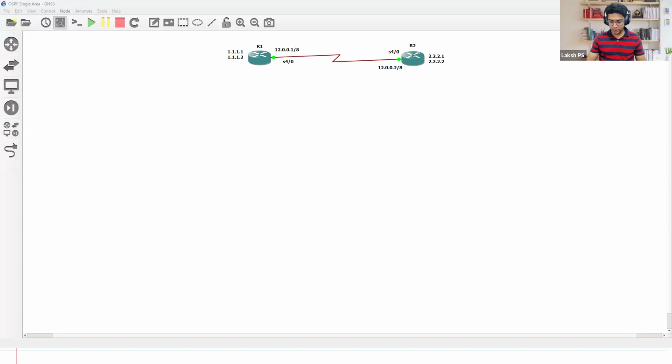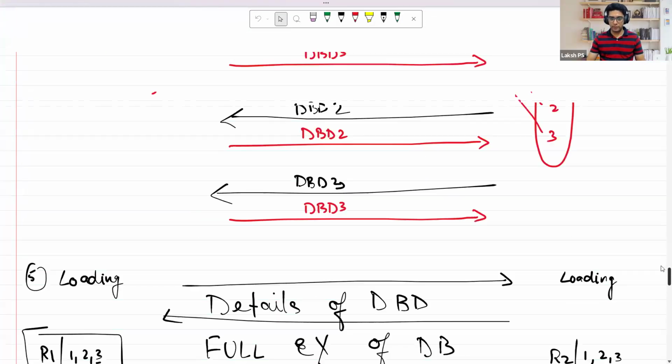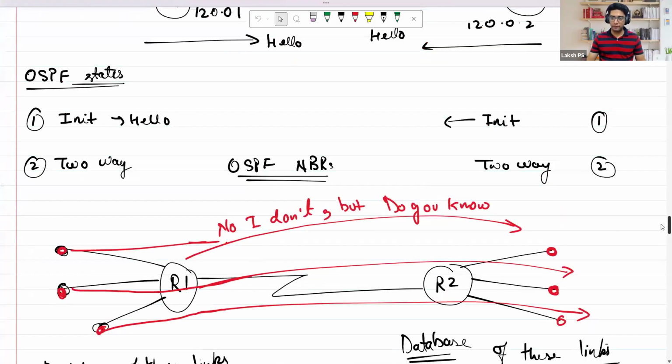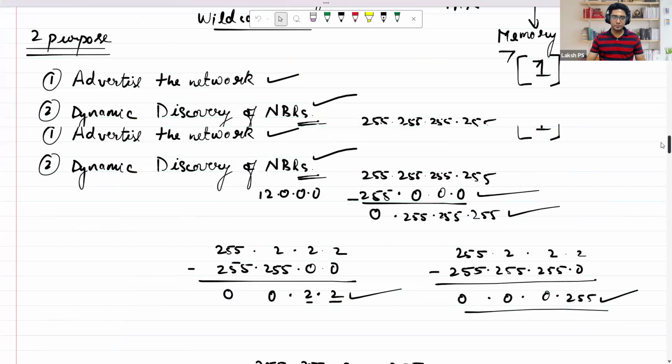So in today's class, what we will look at is the practical or the lab scenario for OSPF that we saw yesterday. Till now, what we have discussed is that there are three types of OSPF interfaces. OSPF works on the interfaces, and the interfaces that it mainly works on are of three types.